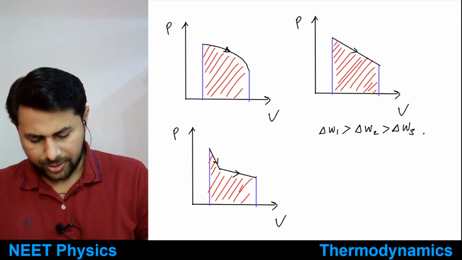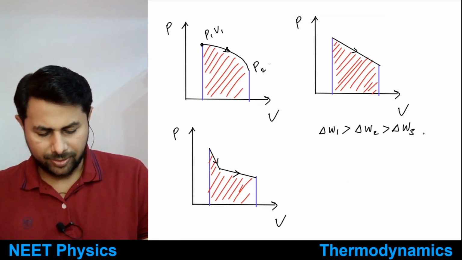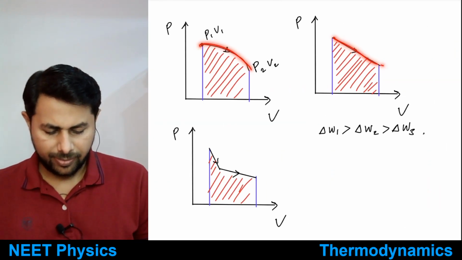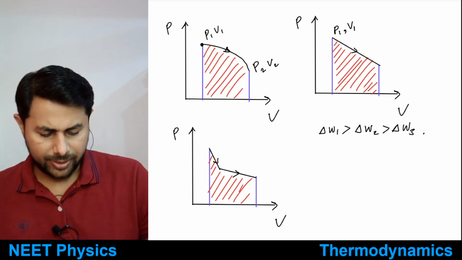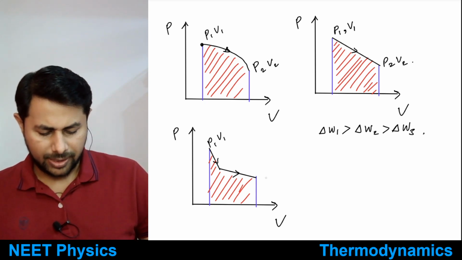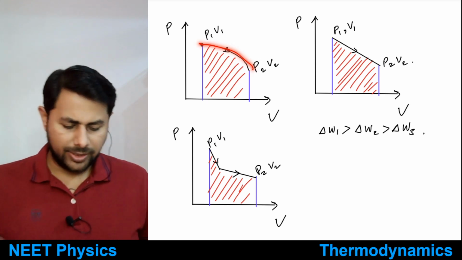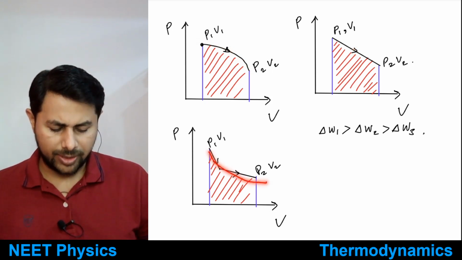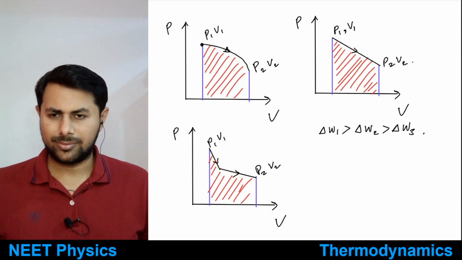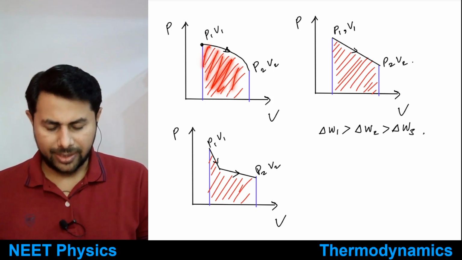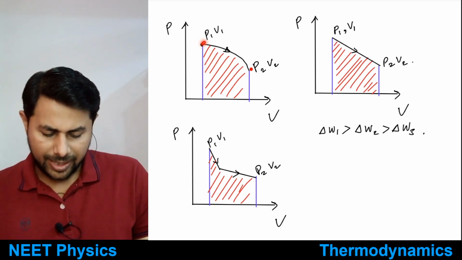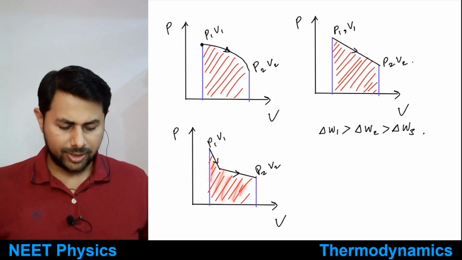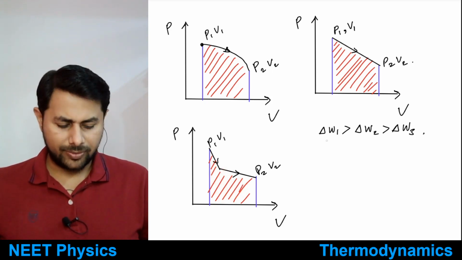Just as an example, suppose this is the initial state P1 V1 and this is the final state P2 V2, and I have drawn three curves, path 1, path 2 and path 3. You can see that the work done along path 1 would be more than along path 2, which would be more than along path 3. This is clear, because work done is equal to the area under the pressure-volume curve. So for the same start point and end point, the work done along this path would be more than along this path, and more than along this path. So work done is path dependent.